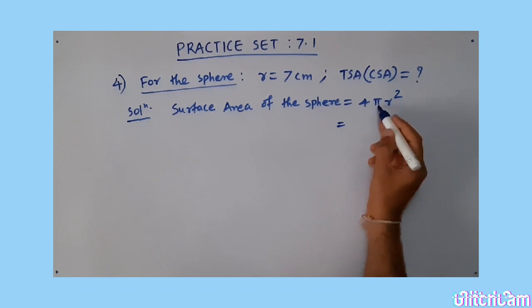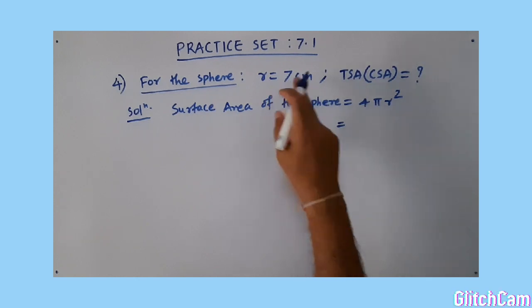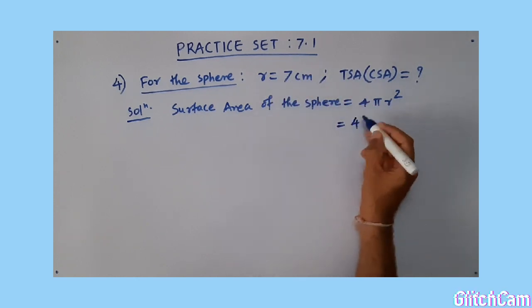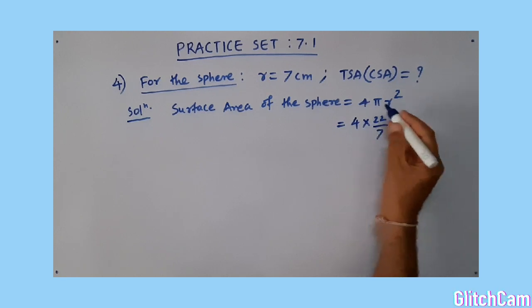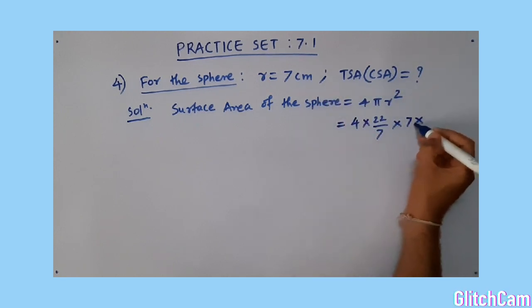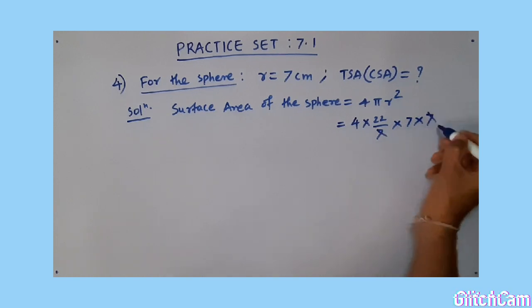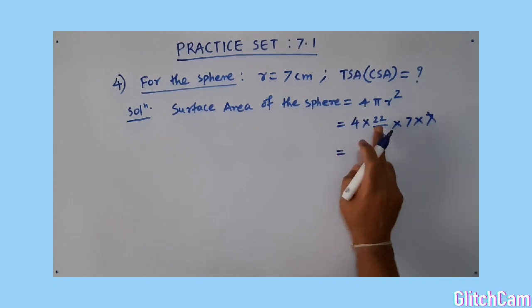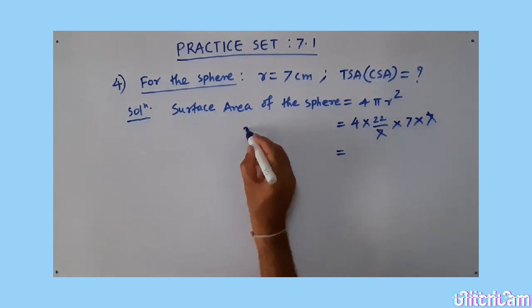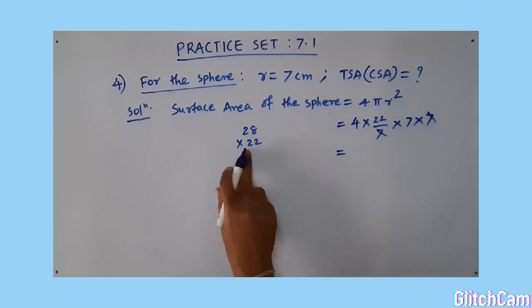Is putting 22 by 7 convenient now for the pi? Yes, because the radius is 7. So I will write 4 as it is into pi, which is 22 by 7, and the radius is 7, but it is squared, so 7 into 7. One 7 I will cancel. 7 4s are 28. 28 and 22 I have to multiply. See students, how to do it? 28 multiplied by 22.